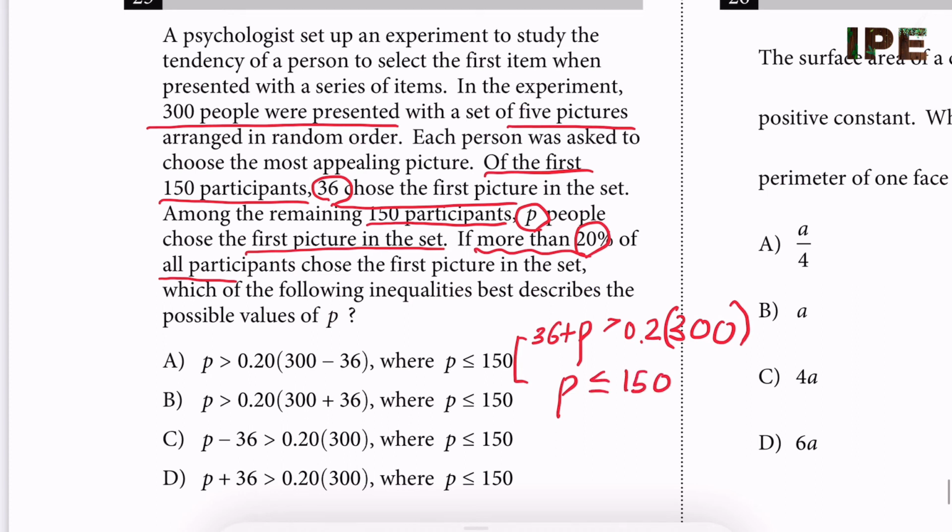So which is the answer? 36 plus P is greater than 0.20 times 300, where P is less than or equal to 150. D is the answer.